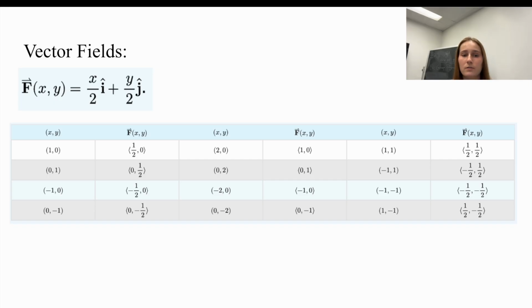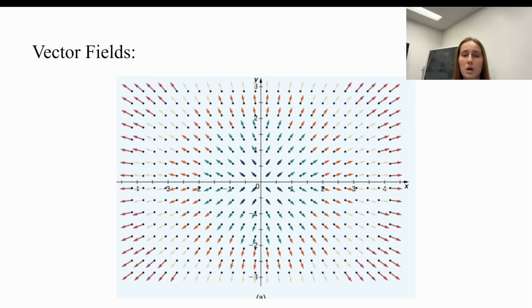This function assigns a vector to each point (x, y), where the components (x/2) i-hat and (y/2) j-hat determine the wind's horizontal and vertical directions and magnitudes. The table shows several points and their corresponding vectors. When these vectors are plotted, the resulting graph displays vectors that point outward from the origin, with lengths increasing as the distance from the center increases. This represents a simple model of a general vector field.